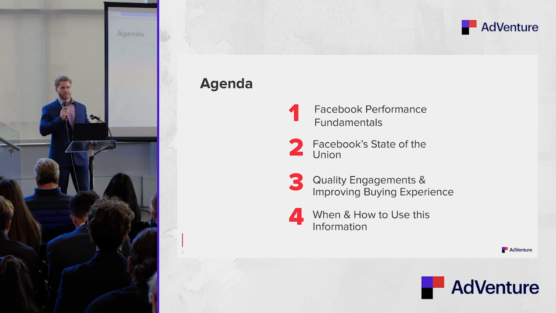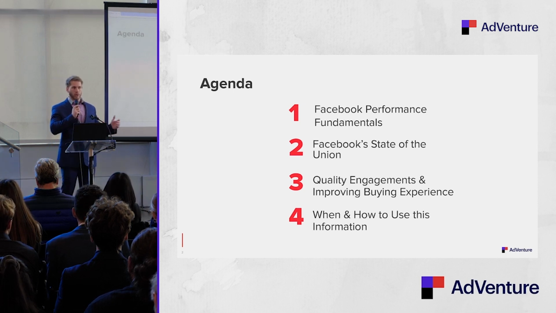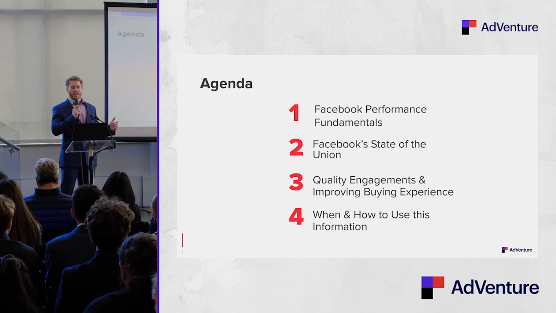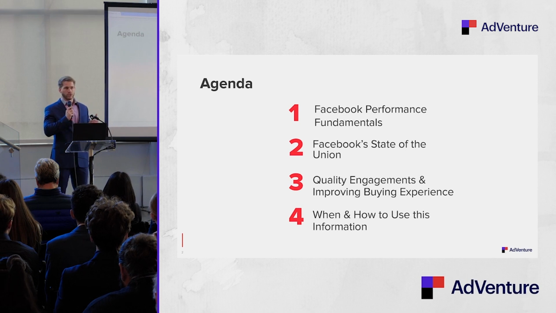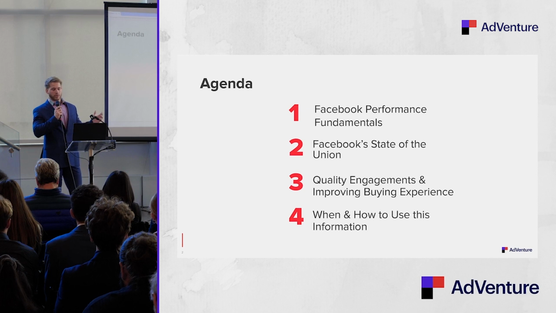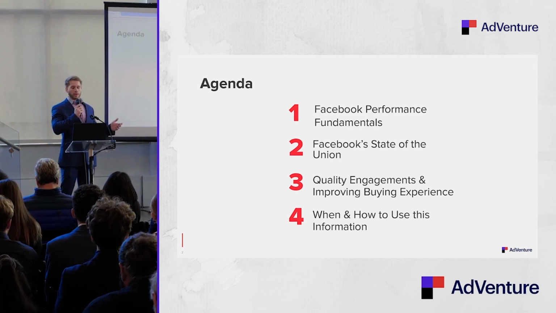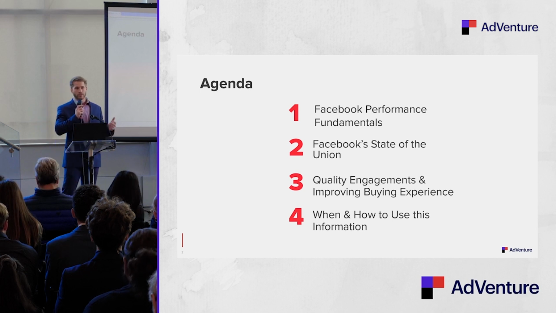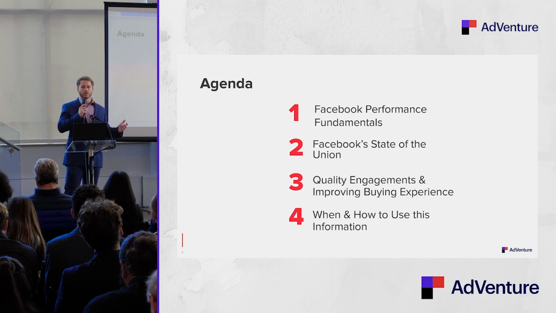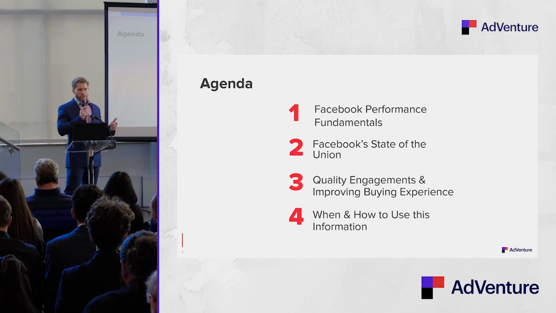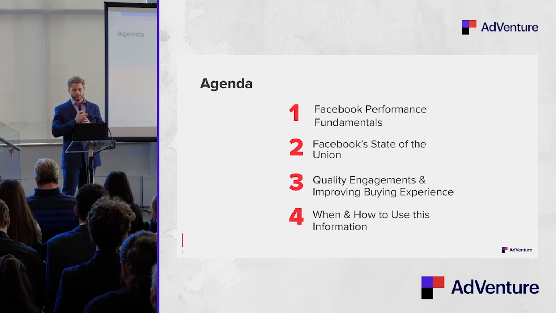Then we'll go into a State of the Union address for Facebook, where it currently sits, what's going on in terms of Facebook news, and how that really affects what we do as advertisers. Finally, in parts 3 and 4, we'll talk about understanding quality engagements on Facebook and how we could improve the buying experience for users on Facebook. And then finally, we'll review how and when to use this information in advertising.